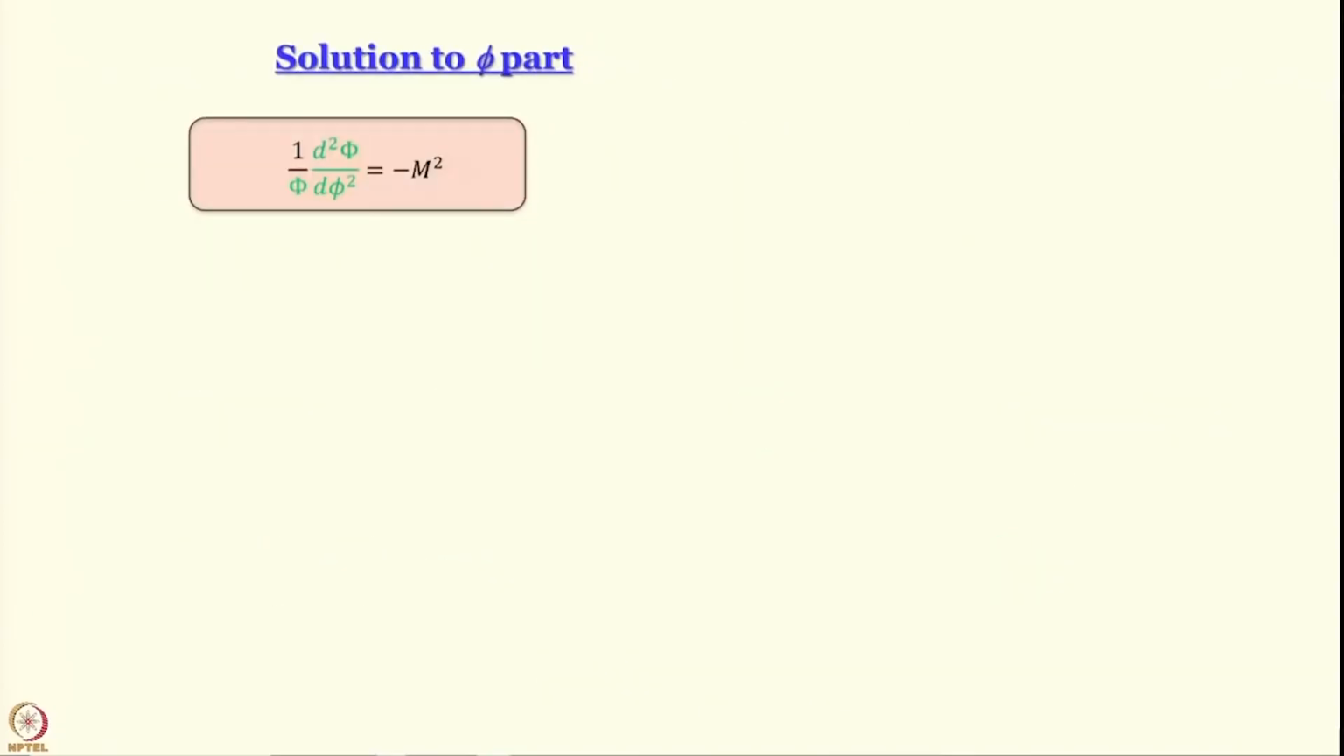For now, let us try to see whether it is possible to solve the phi part. Well, it is possible and it is very easy. So, 1 by capital phi d2 phi d phi 2 is equal to minus m square. This is what we have got. So, let us simplify a little bit. We can write d2 capital phi d phi 2 is equal to minus m square capital phi, and now I have written d instead of del.